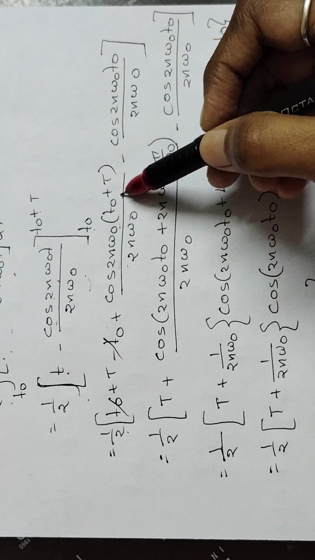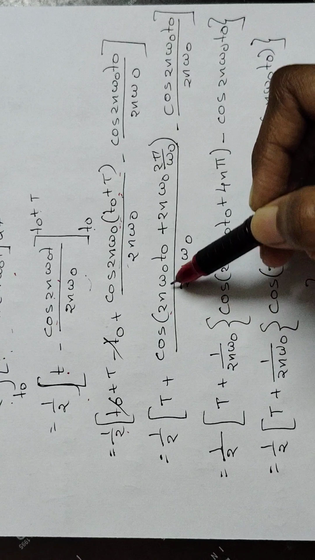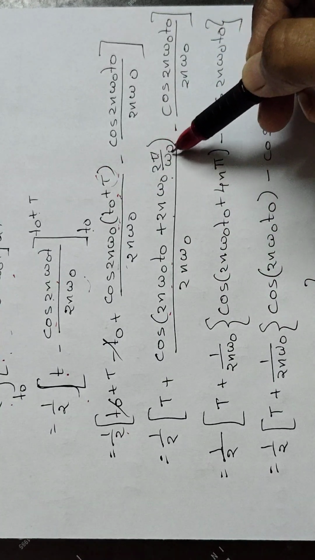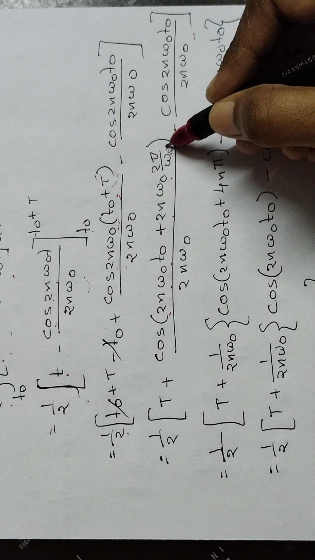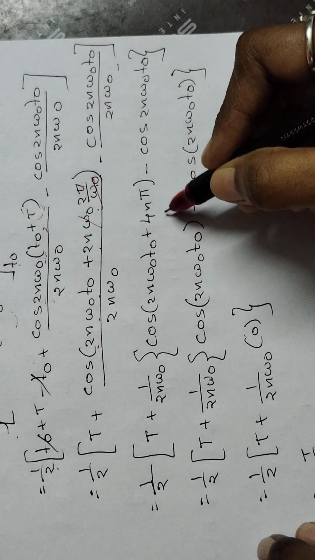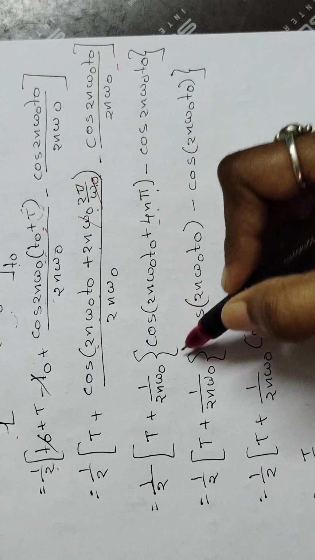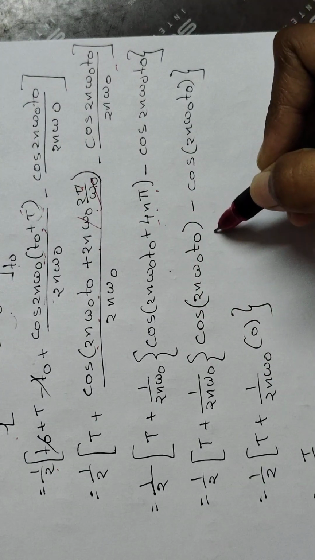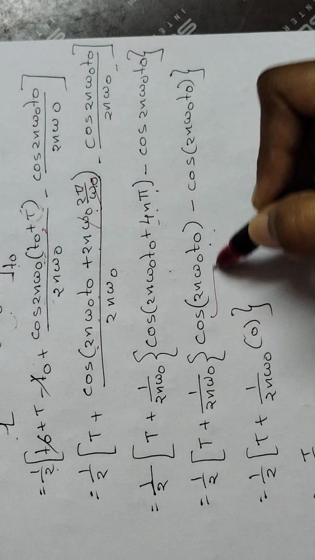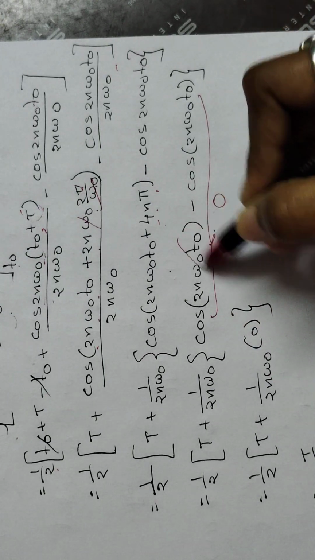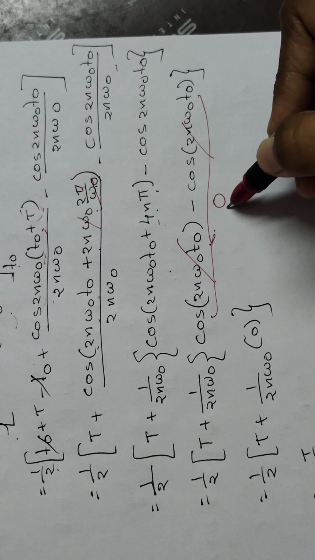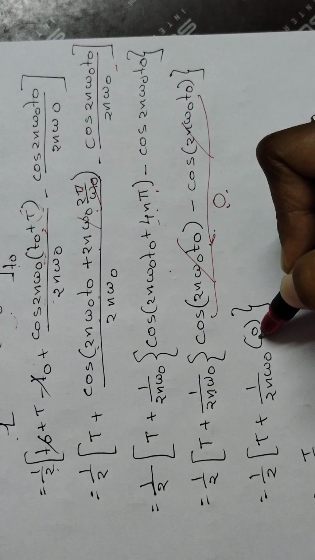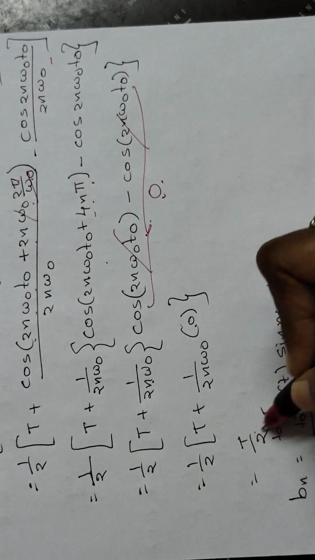Now again multiply these two. So you are getting 2n omega naught t plus 2n omega naught. The T value you have to write as 2 pi by omega naught, right? So here omega naught is getting cancelled, you are getting 4n pi. So this value is nothing but 4 pi plus theta, we are getting theta. So here also theta. So this value is what? 0. These two are cancelled, this value is 0. 0 multiplied with this term is also 0, right? So you are getting again t by 2.